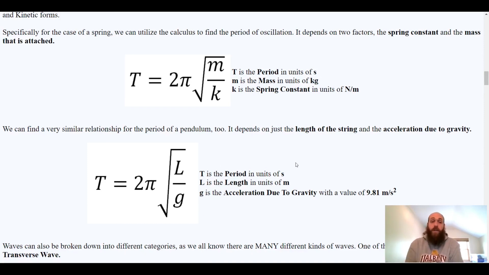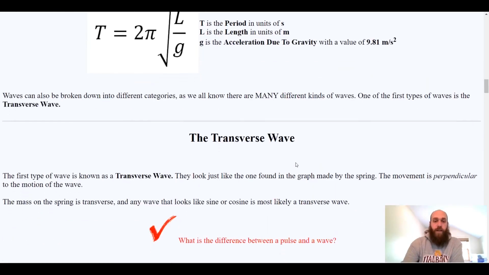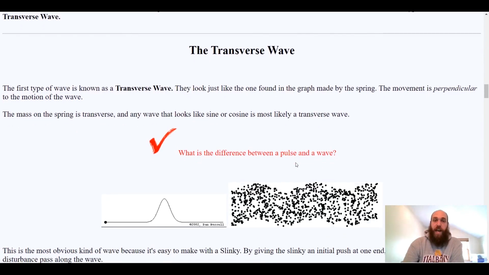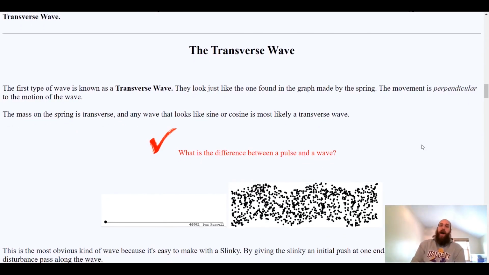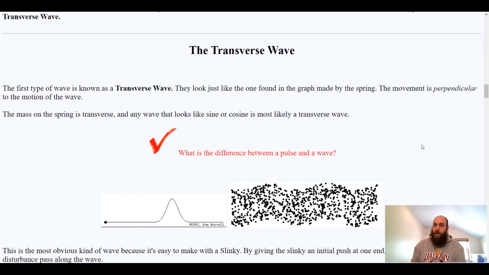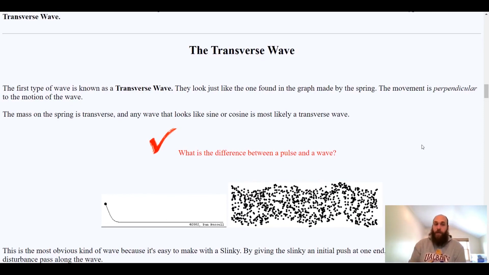So those are really the only two factors that determine how much time it takes for that pendulum to go all the way out and back, and similarly how much time it takes for the mass on the spring to go down and back up. And all of these patterns, if we were to plot their position versus time, we would have a graph that looks like a sine or cosine, and that's because we're describing these things called transverse waves. A transverse wave is when the matter moves perpendicular to the way that the wave is traveling.